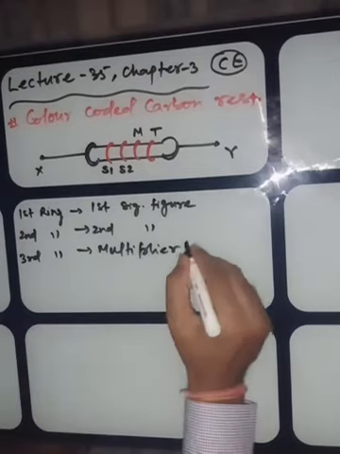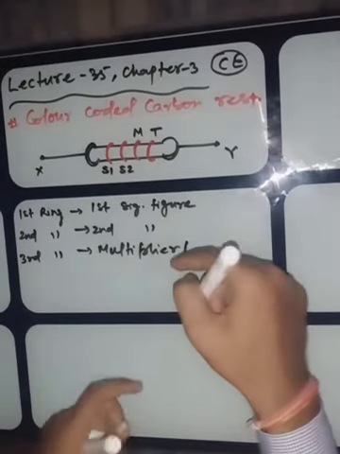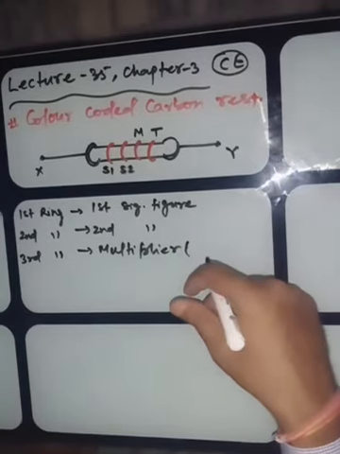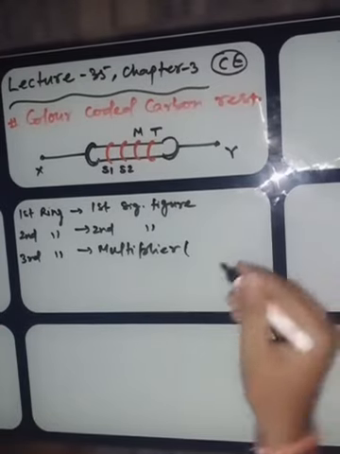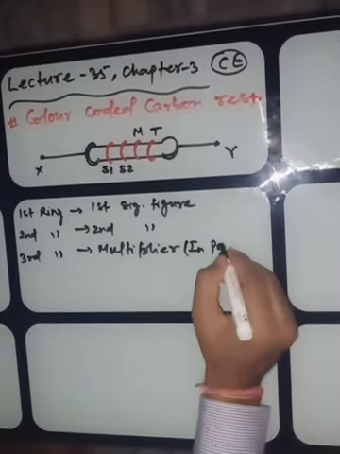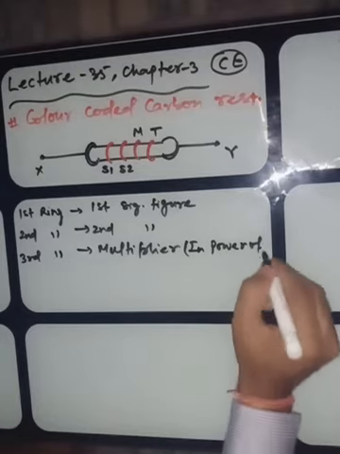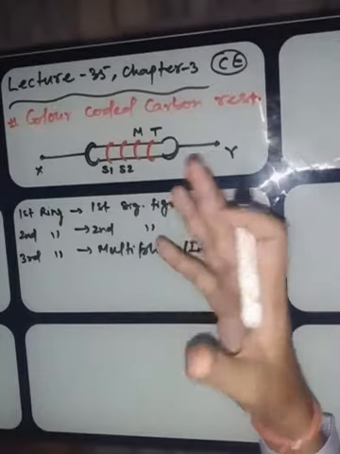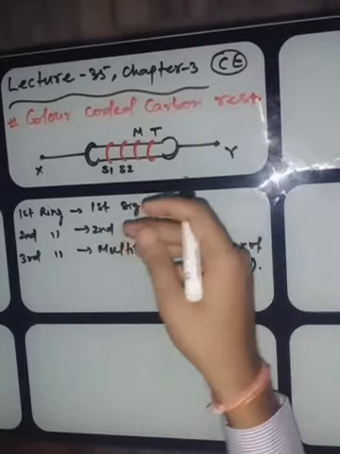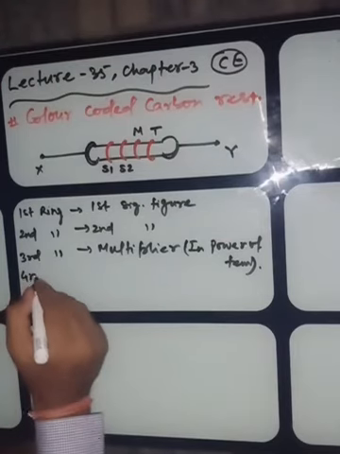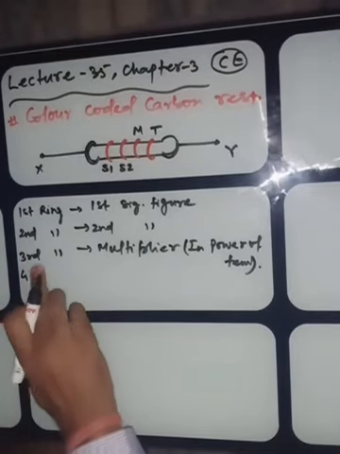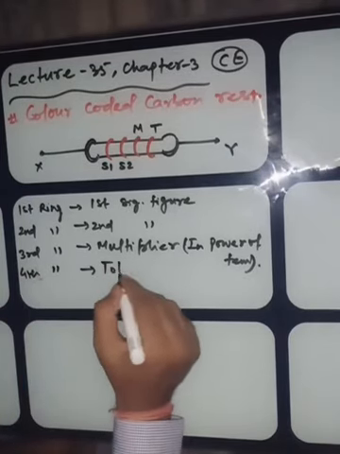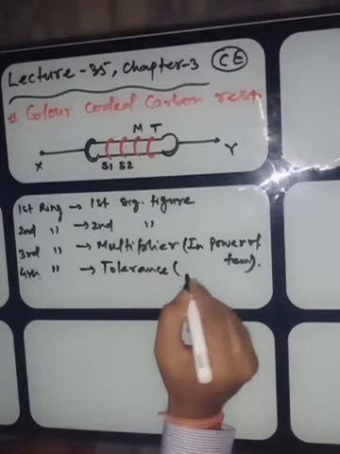This multiplier you will get in powers of 10, my dear students, like 10 to the power 2, 10 to the power 3, 10 to the power 0, 10 to the power 9, 10 to the power 8, etc. Now the fourth ring will give you the tolerance, and this will be in percentage.